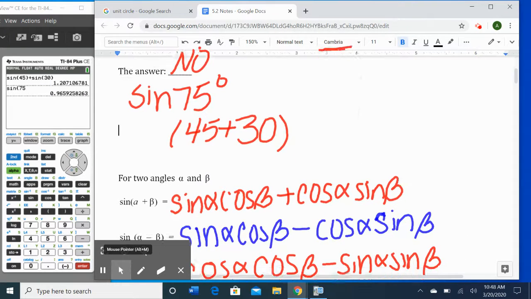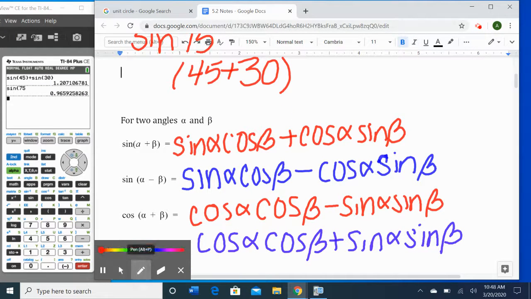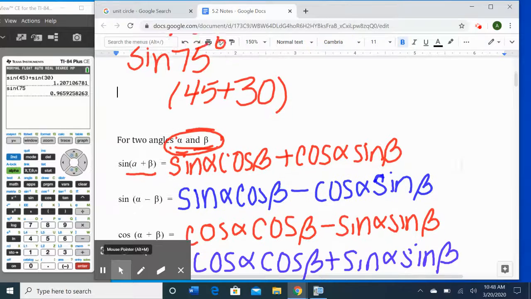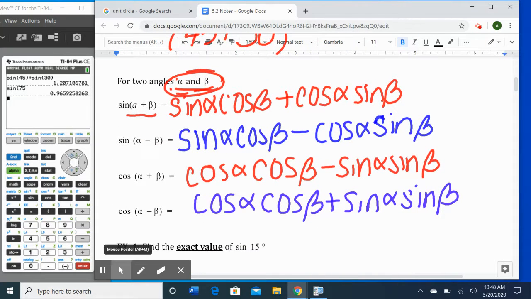And so what I have written here are the formulas. So for two angles, alpha and beta, instead of x and y or a and b, they just use alpha and beta. If I want to find the sine of 75, so the sine of 45 plus 30, I would use this first formula. I want you to take a minute and pause the video and write these down somewhere, so that way you don't have to keep rewinding. I have them written down to the side here, so I'm not going to be scrolling back up. I'm just going to be using what I have to the side.